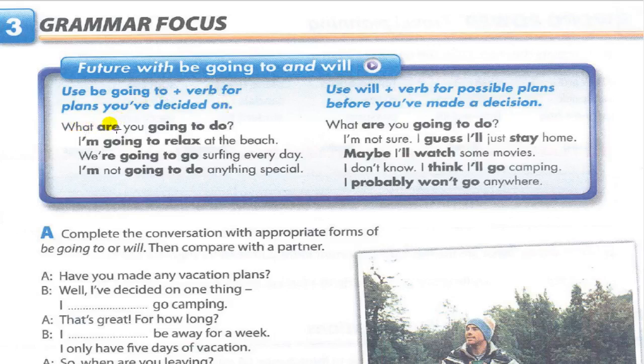Example. A asks a question: What are you gonna do? B answers: I'm gonna relax at the beach. We're gonna go surfing every day. I'm not gonna do anything special. Here, the subject I, we, you, they, then am, is, are, going to, plus the main verb: relax, go, do. Subject, am, is, are, gonna, plus main verb. Here I am sure and I have made up my mind. I have a decision. I have the intention to do something.